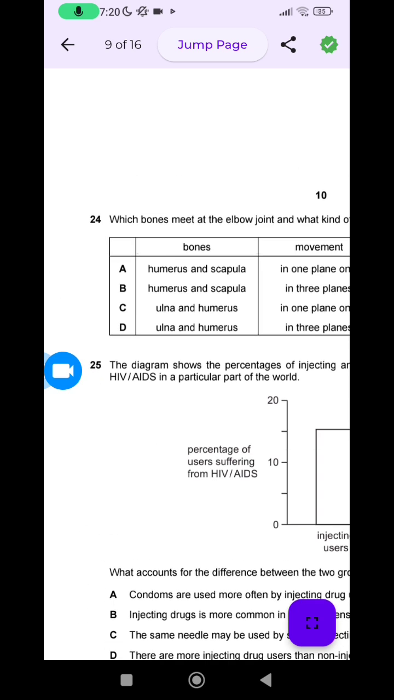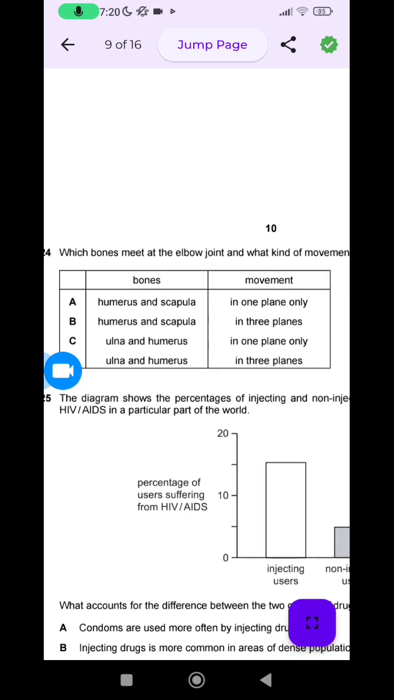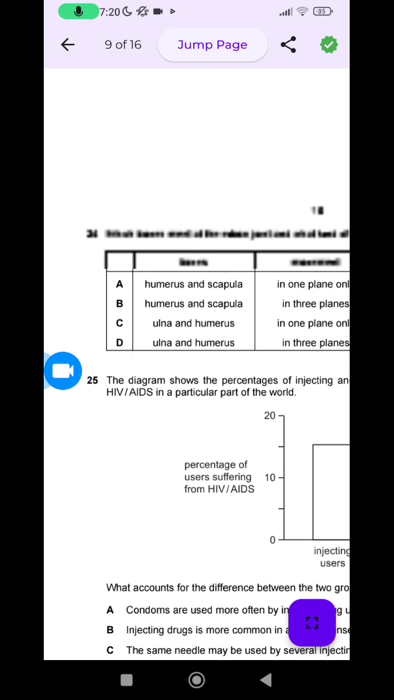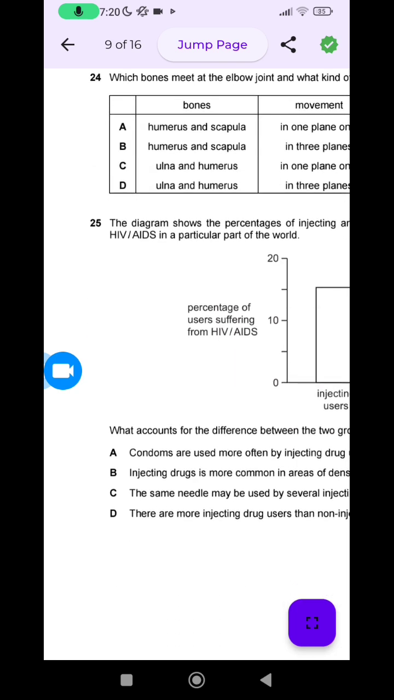So students, question 24 is out of syllabus for 5090 because in our updated syllabus the chapter related to bones is not present, so question 24 is out of syllabus.